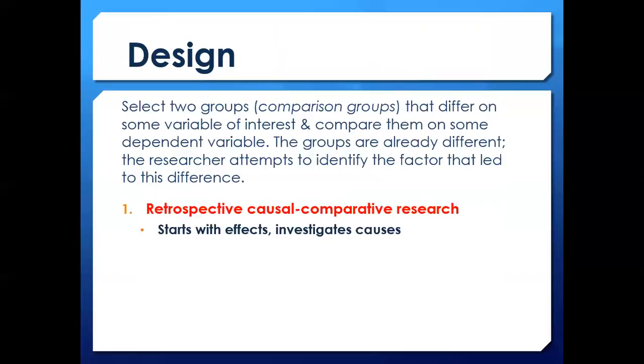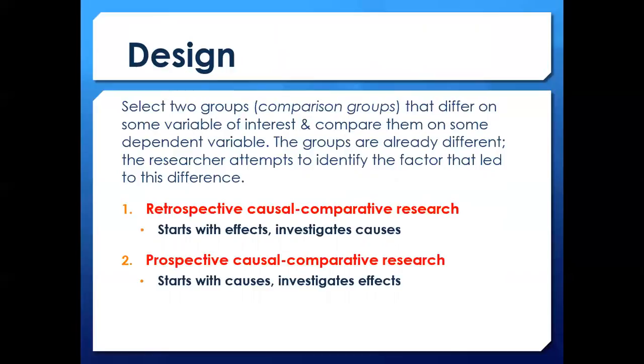There are two main designs, two main types of causal comparative research. There's retrospective causal comparative research. This starts with effects and then investigates the causes. The second design is prospective causal comparative research. This starts with the causes and investigates the effects of those causes. Almost all educational causal comparative research will be retrospective.